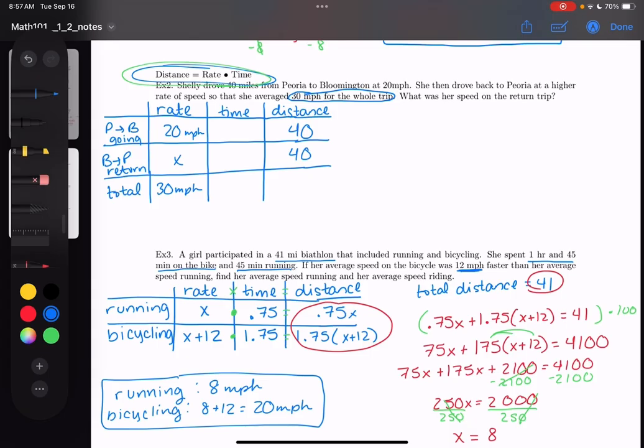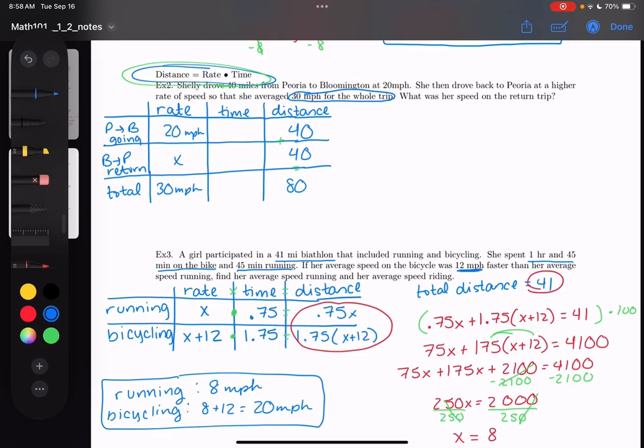Now, I don't have any information about time. It just didn't tell me anything. But I do know how much of the total distance she drove because if I add the distances together, she drove 80 miles altogether. Now, the reason I thought this one was a little harder is because for the time, you have to actually solve for it a little bit.